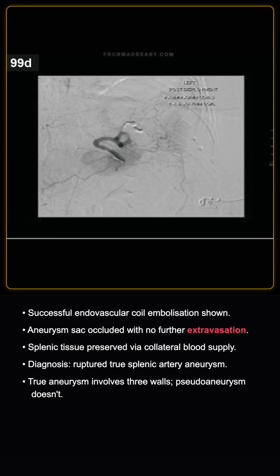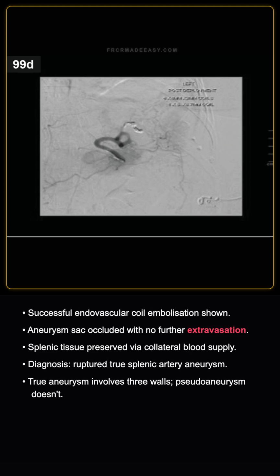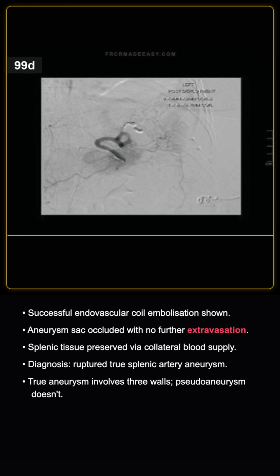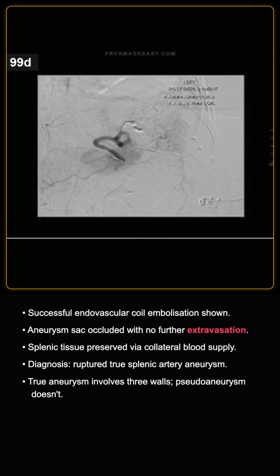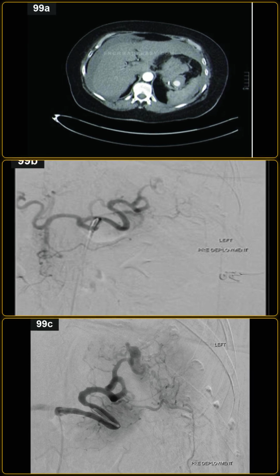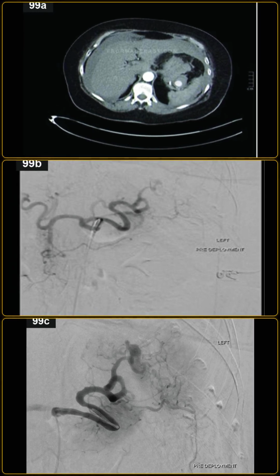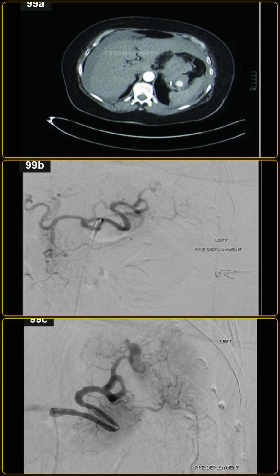The diagnosis is a spontaneous rupture of a true visceral artery aneurysm of the splenic artery. Visceral aneurysms are classified into true aneurysms, involving all three vessel wall layers, and pseudoaneurysms, which represent a contained hematoma. What are the risk factors for splenic artery aneurysm rupture? How do we manage asymptomatic true aneurysms?